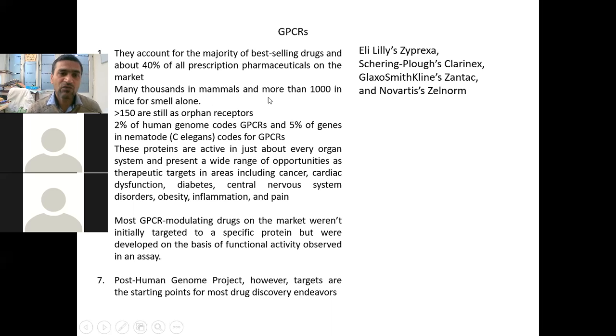Many thousands in mammals and more than 1,000 in mice for smell alone. And more than 150 are still known as orphan receptors. We have read these orphan receptors in context to nuclear receptors. There are many in number whose ligands are not known. But because of sequence homology, we know they are nuclear receptor members. And 2% of the human genome codes for GPCRs and 5% of the genes in nematodes code for GPCRs. So when we say 2% or 5% in nematodes, it is not a small number, it is a very big number. A large portion of our genome is actually involved in coding a large number of GPCRs.